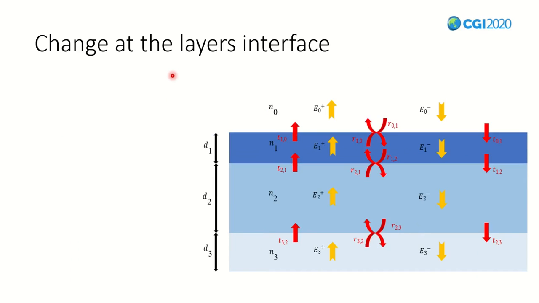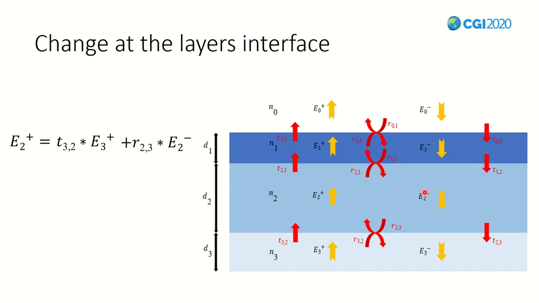So now let's try to see what's happening at the interface between the second and the third layer. For that, let's express E2 plus in terms of the wave in the third layer and E2 minus. Well, E2 plus is equal to E3 plus that is transmitted at this interface using P32 plus the E2 minus that is reflected at the interface using this coefficient.